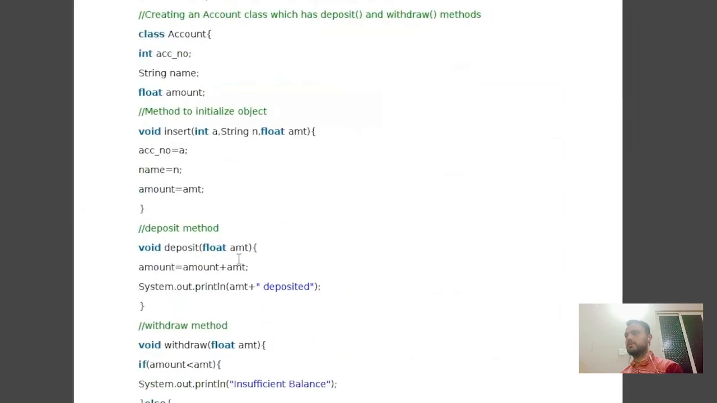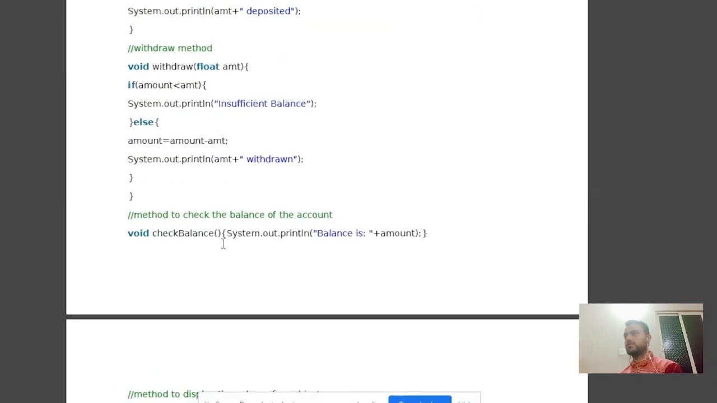Now let's see some other examples of object-oriented programming. Encapsulation.